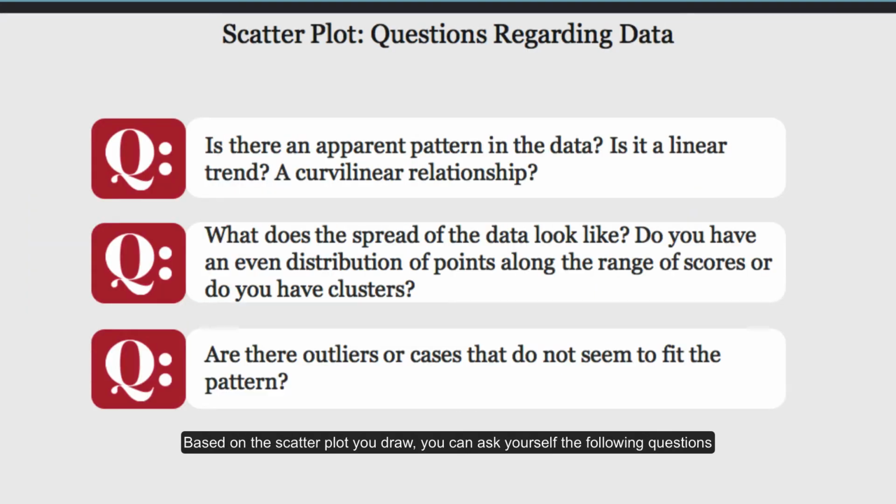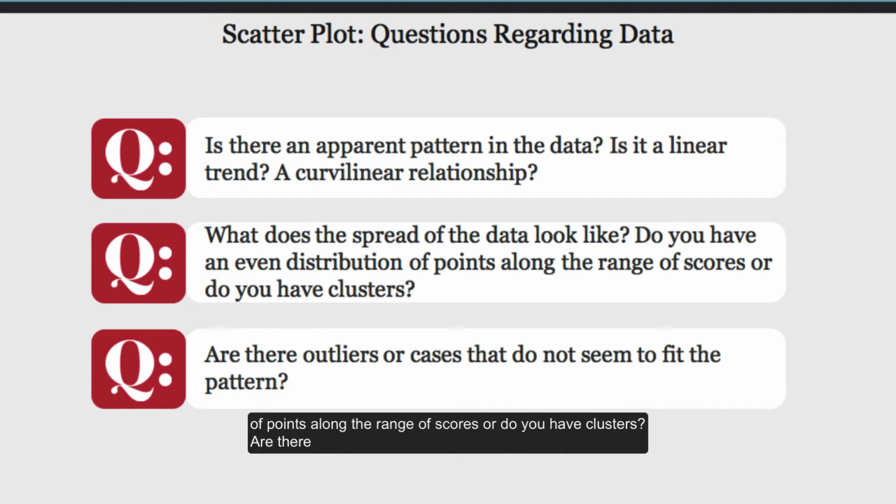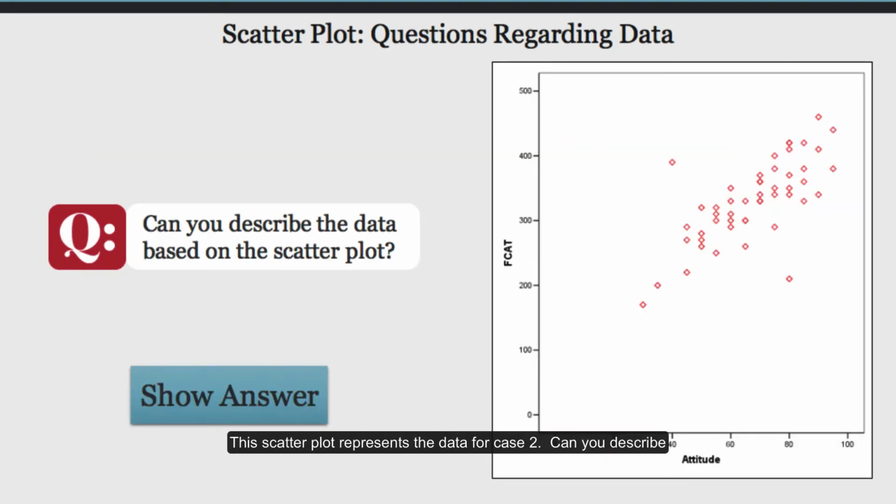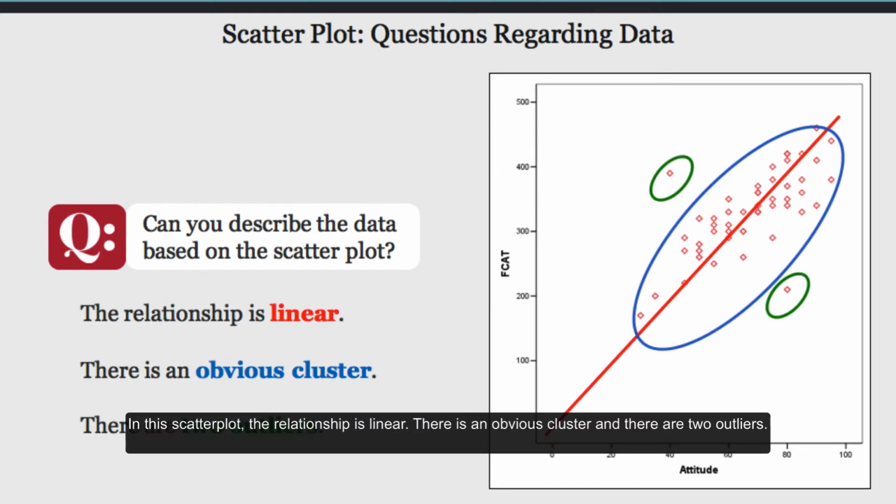Based on the scatter plot you draw, you can ask yourself the following questions regarding your data. Is there an apparent pattern in the data? Is it a linear trend? A curvilinear relationship? What does the spread of the data look like? Do you have an even distribution of points along the range of scores, or do you have clusters? Are there outliers or cases that do not seem to fit the pattern? This scatter plot represents the data for Case 2. Can you describe the data based on the scatter plot? Hint: try answering the questions on the previous slide. In this scatter plot, the relationship is linear. There is an obvious cluster, and there are 2 outliers.